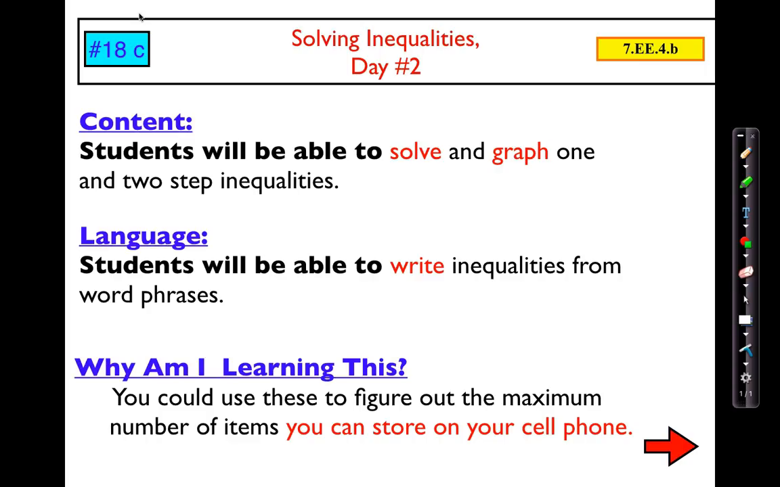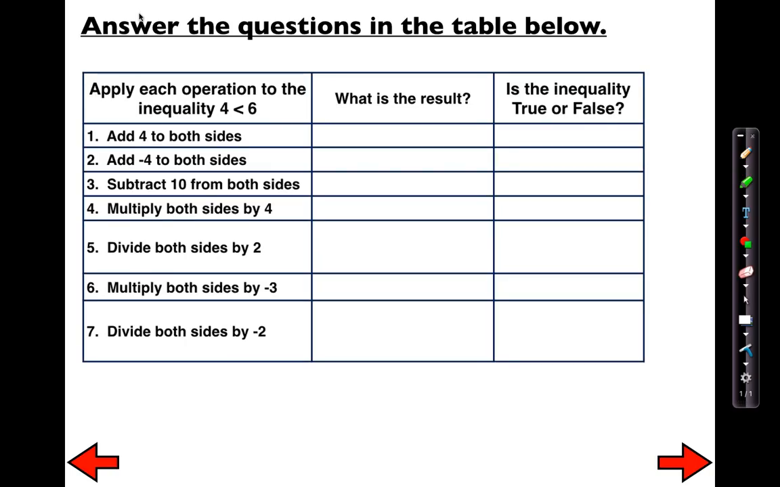Why am I learning this? Well, we can use some of these to figure out the maximum number of items you can store on your cell phone. So first, let's take a look at this table here. It says to answer the questions in the table below. So let's look. It says apply each operation to the inequality 4 less than 6. What is the result? And is the inequality true or false?